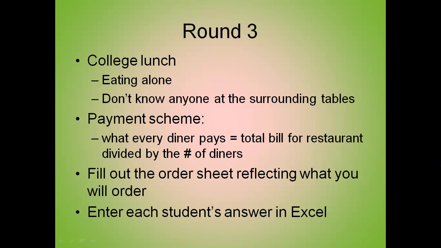That is, rather like round 2, the total bill for the restaurant will be added up. Then that number will be divided by 4,000, and that is what each student will have to pay for his or her lunch. Given this scenario, each student needs to fill out his or her order sheet, indicating what they want to order. I collect the information and enter it into my spreadsheet as round 3.